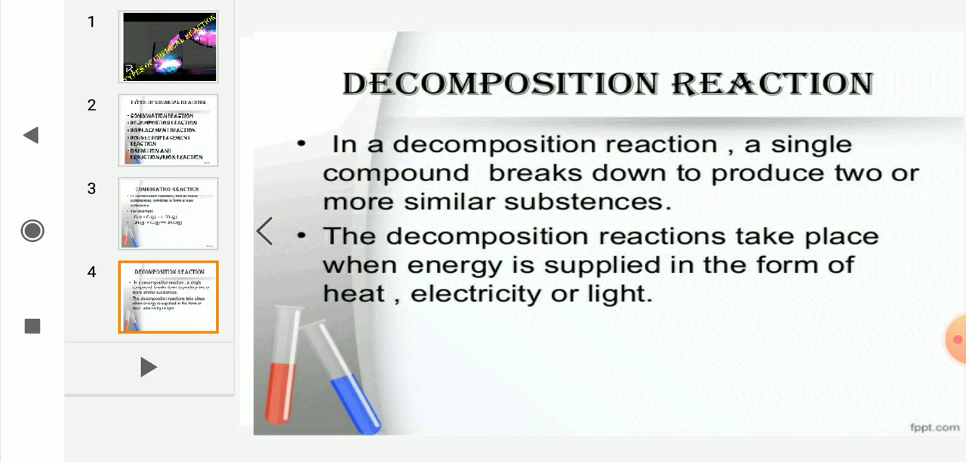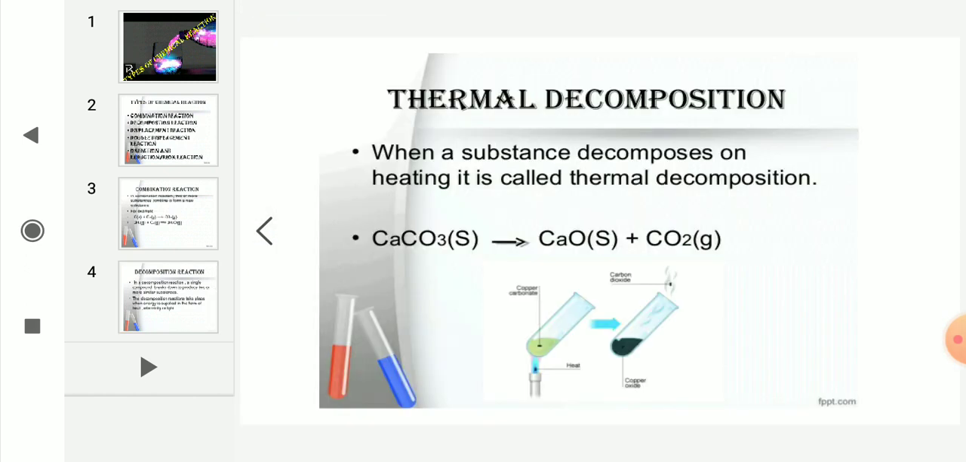In a decomposition reaction, a single compound breaks down to produce two or more simpler substances. Only one substance undergoes the decomposition, so it decomposes into two or more substances. This reaction takes place when energy is supplied in the form of heat, electricity or light. First we see the thermal decomposition.